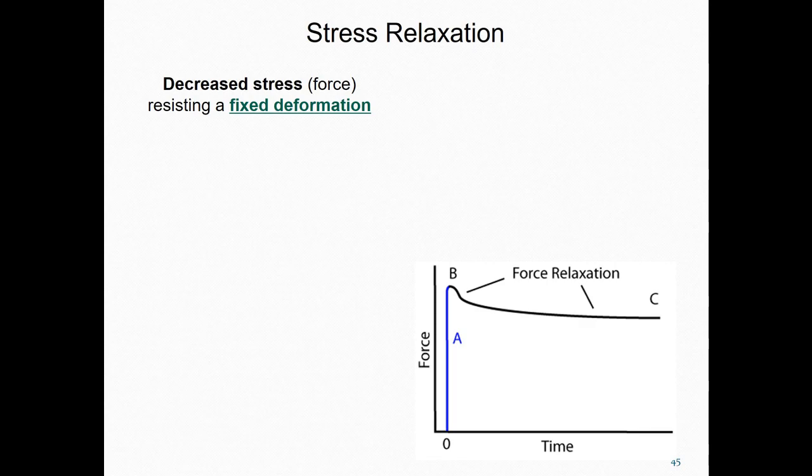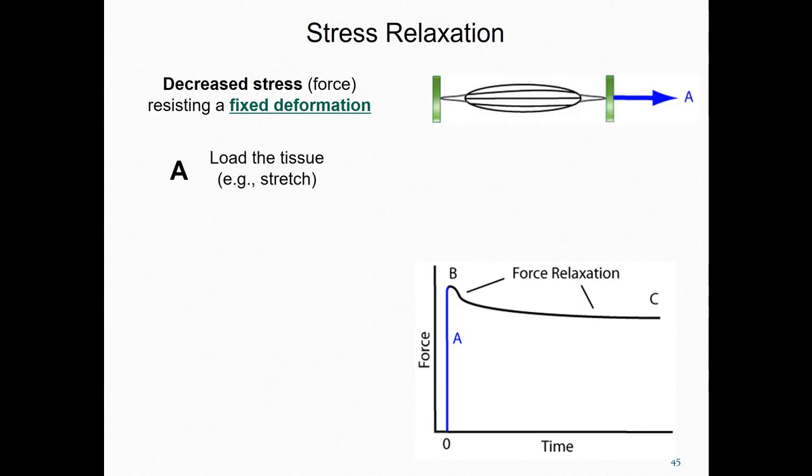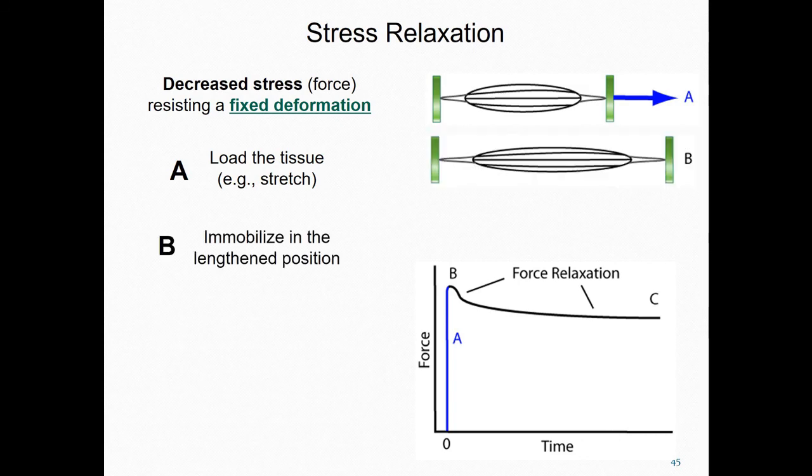Here we see a graphic representing stress relaxation in a tissue. In the blue line of the graph, we see the resistive force that results when we initially stretch the tissue. So up at the top of the screen, we can see this stretching being depicted with the blue arrow. So in this first phase, what we're doing is we're loading the tissue. We're stretching it. Once the tissue is stretched, once we've got it up to point B on the graph, we then fix it in position. We hold the tissue in position.